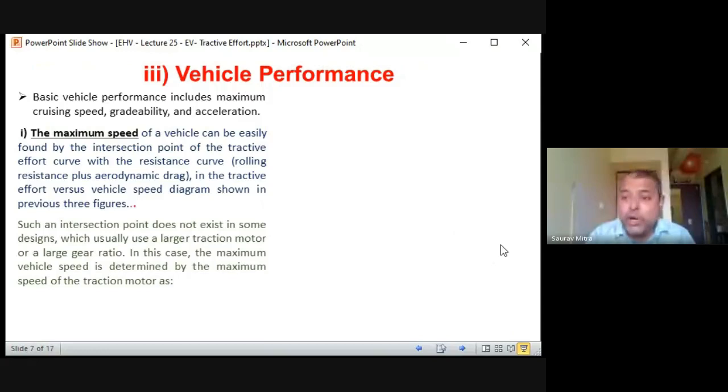But if that graph is not available, in that case what we have to use is the direct proportionality between the rotational speed of the motor and the vehicle speed. So Nm max is directly proportional to Vmax. And the relationship is a function of Rd, Ig min, I0 and all those things.